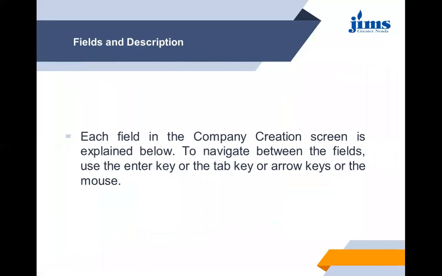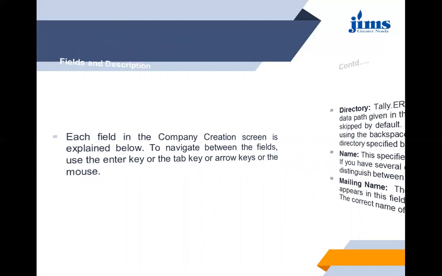Now let's see how each field in the company creation screen is explained below. To navigate between the fields, use the enter key, the tab key, the arrow key, or the mouse. If you want to navigate from one field to another, it is suggested to use the keyboard. And on the keyboard we should use the tab key or the arrow key. That would be much more convenient for toggling or navigating from one field to another.